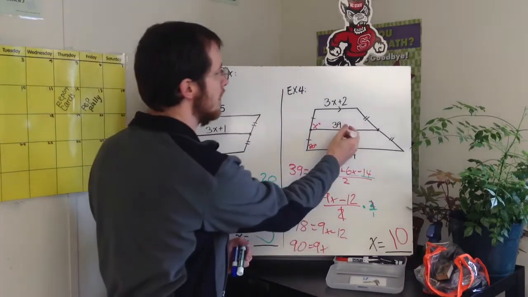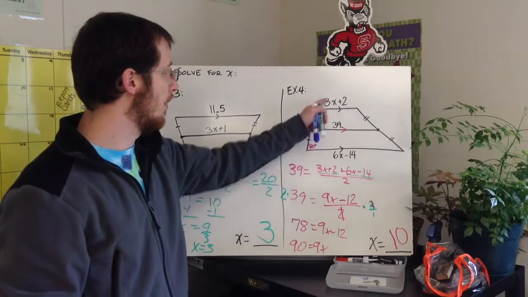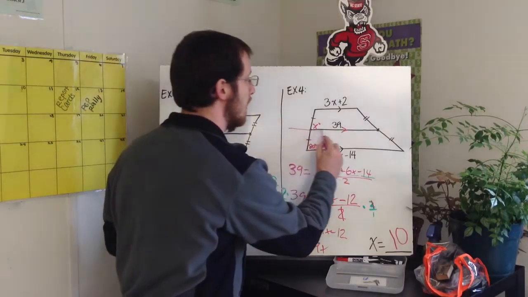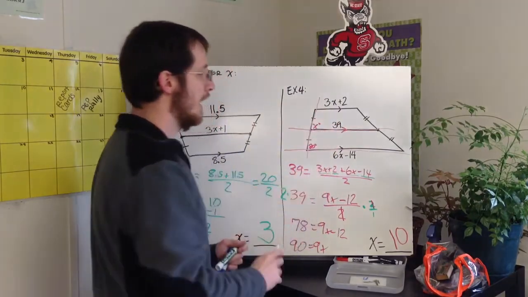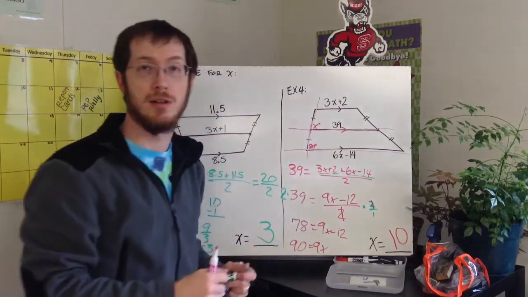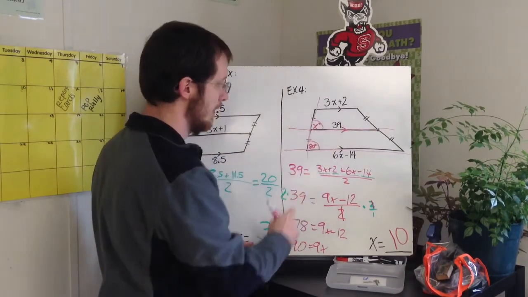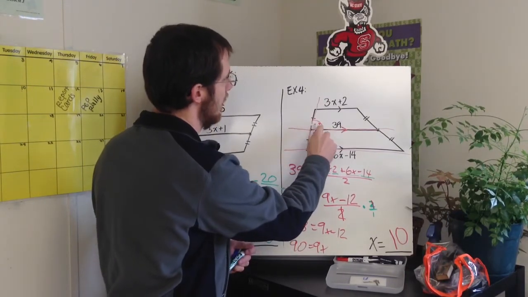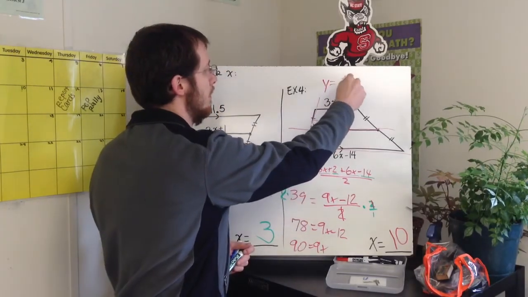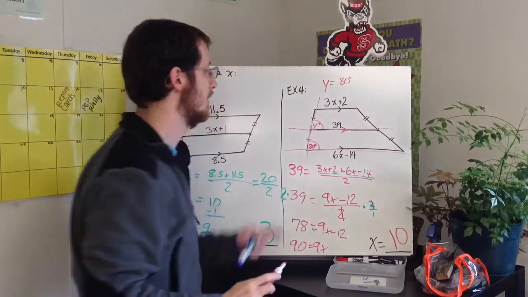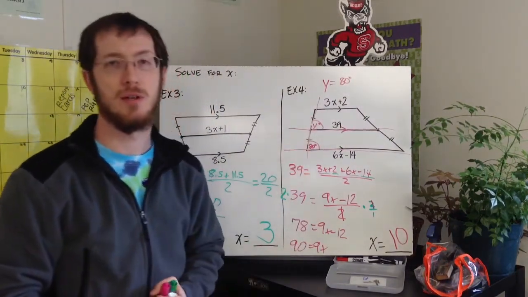Well, since we know that our midsegment is also parallel to both of our bases, then we've got two parallel lines cut by a transversal, and then we've got a pair of corresponding angles here. Corresponding angles of parallel lines are congruent, so then that x, or maybe we should call it y, so we don't get confused with that x, that y would have to equal 80 degrees. Okay, so look out for problems where you're looking for missing angles in a trapezoid as well.